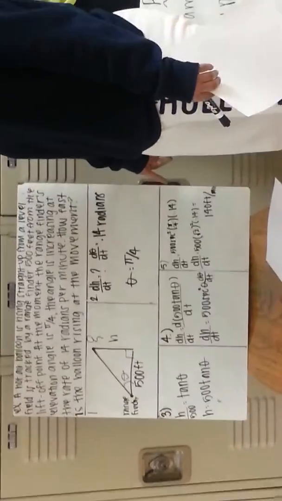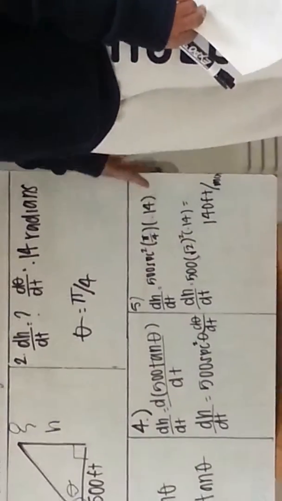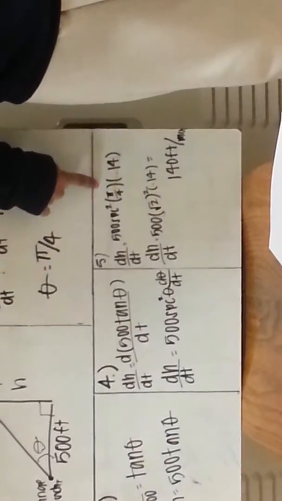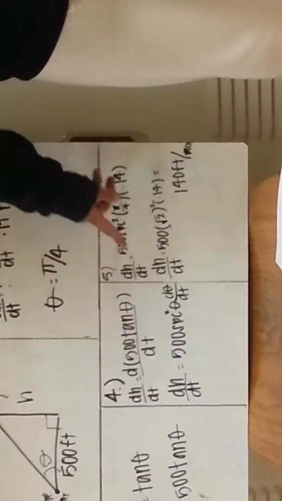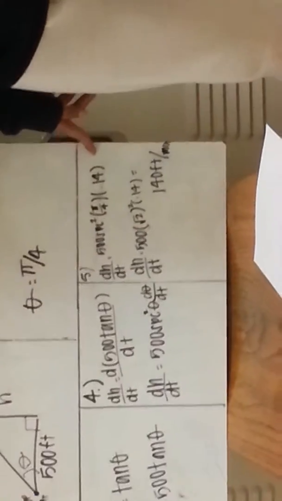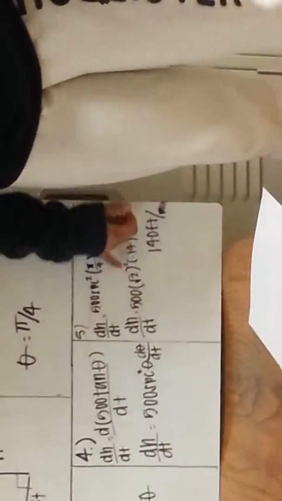And the last step is to substitute what we do have so we can find dh/dt. When we solve the equation, you get 500 secant squared of pi over 4, times dθ/dt, which is 0.14. So when everything's said and done, dh/dt is 140 feet per minute.